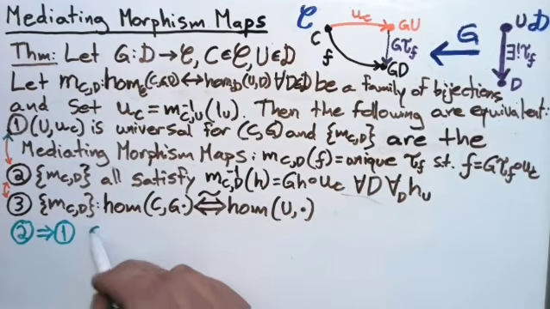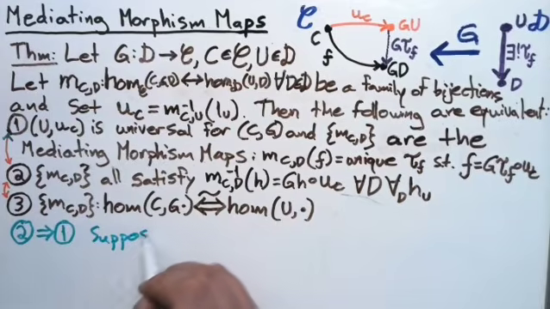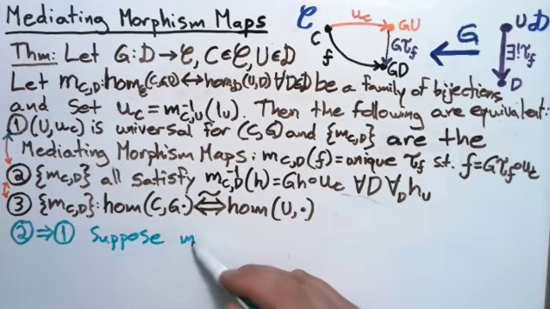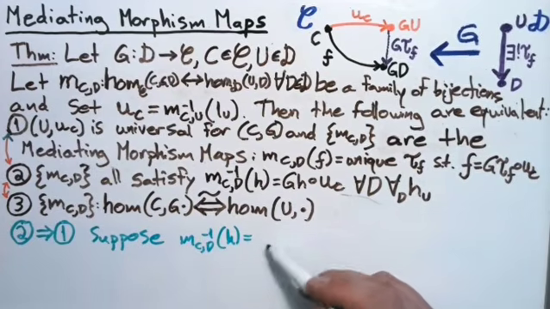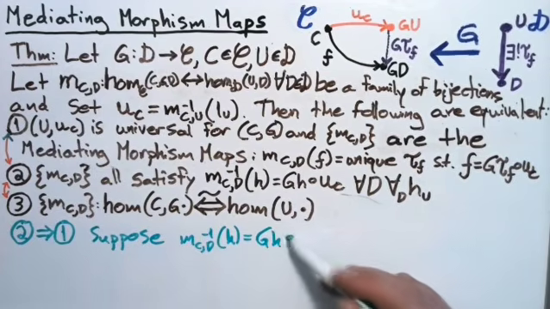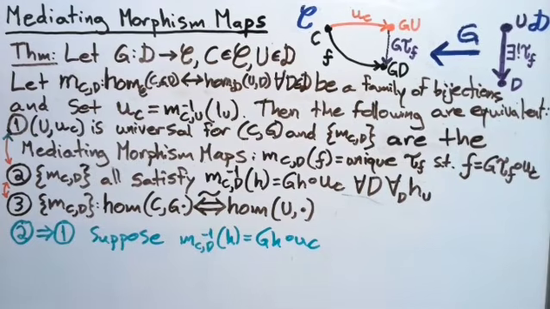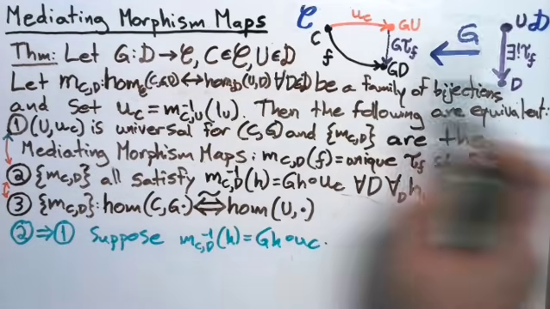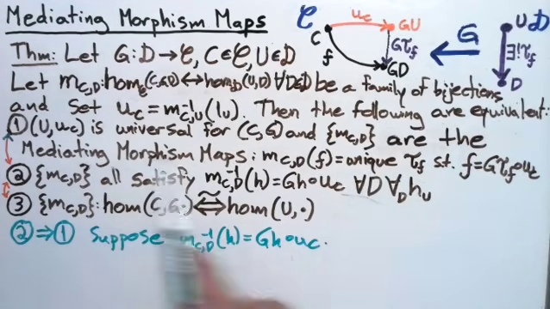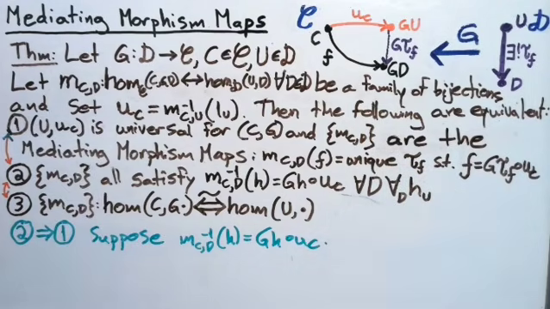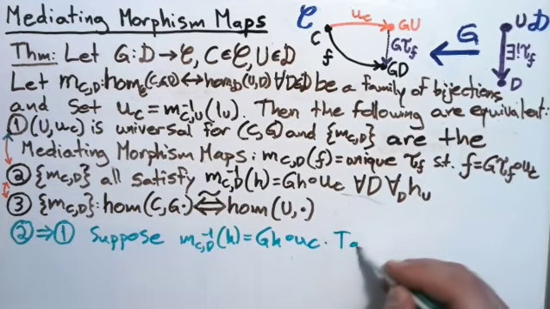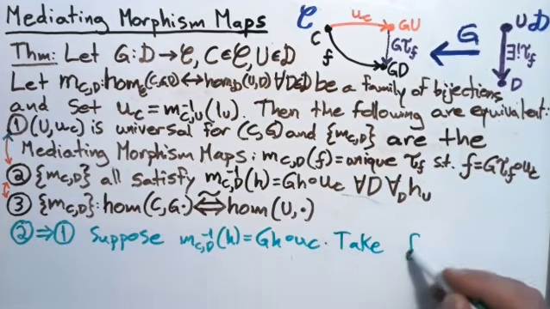So suppose MCD inverse of H is equal to G of H after UC for all D and for all H. Well, then we need to show that it has this universal property here, right? UC is universal for CG. So take the F from C to GD, and we need to find the unique mediating morphism, right?